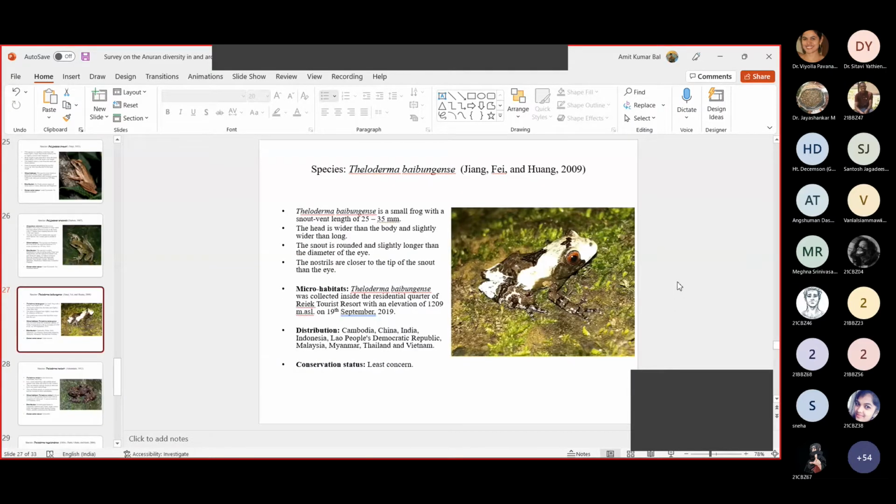Now we have the Theloderma bicolor. It is a small frog with a snout vent length of about 25 to 35 millimeters. The head is wider than the body and slightly wider than long. The snout is rounded and slightly longer than the diameter of the eye. The nostrils are closer to the tip of the snout than it is to the eye.